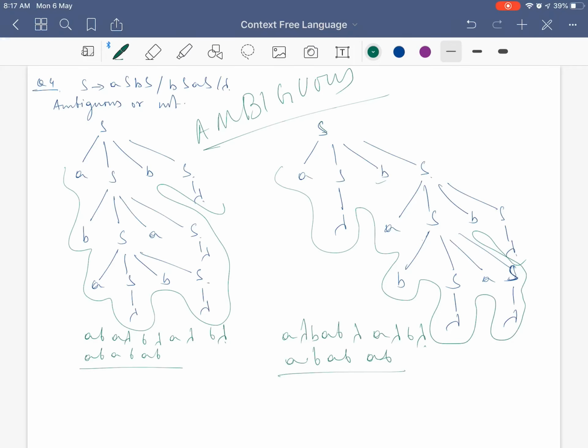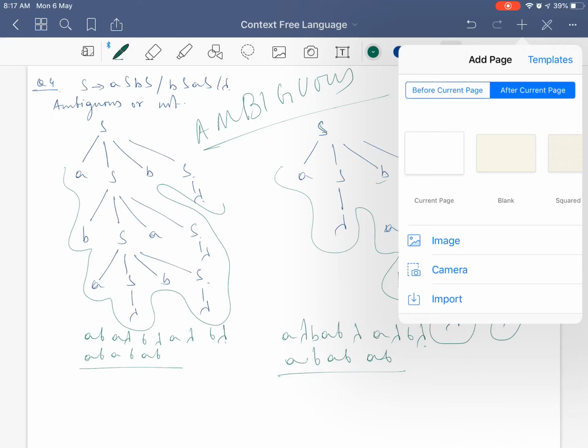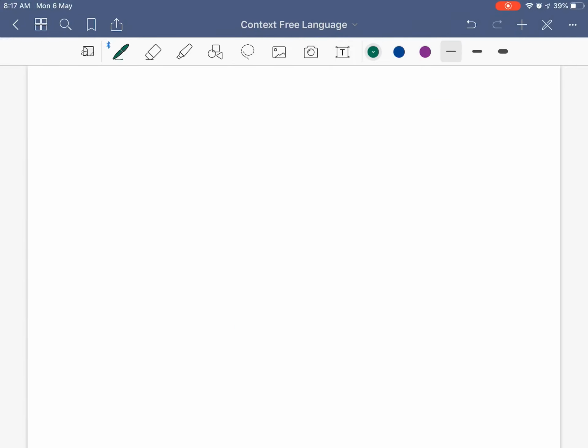Now, why are we solving so many problems on ambiguity? Because checking the ambiguity and removing the ambiguity is very important in the case of compiler design. I am showing you one last example through which it will be clear why removing ambiguity is very much required.